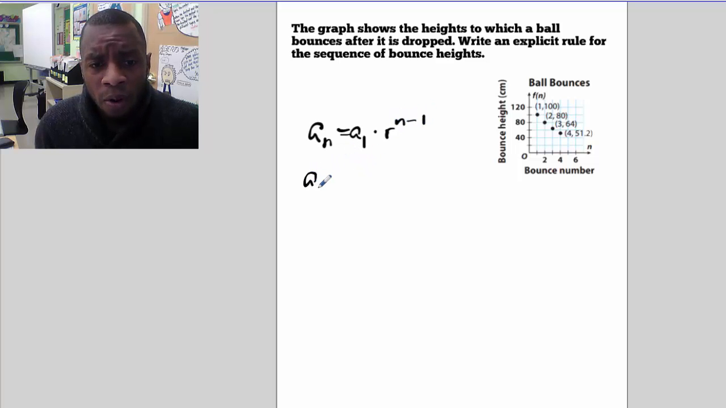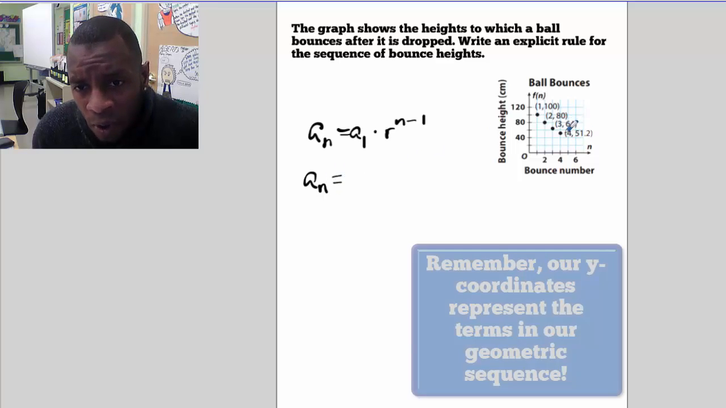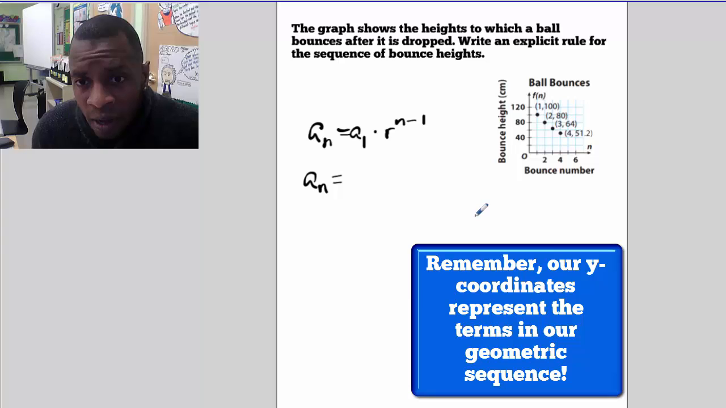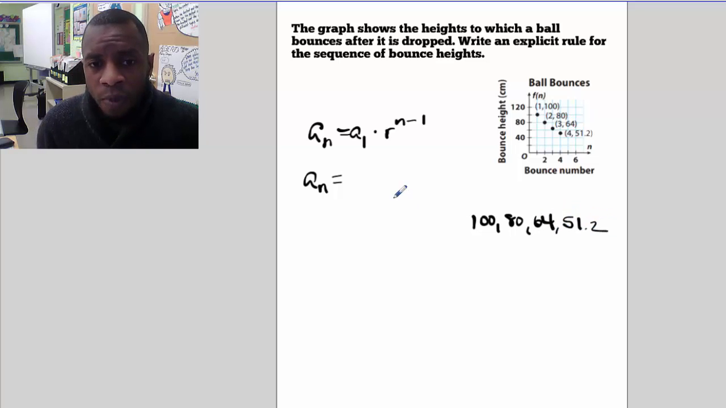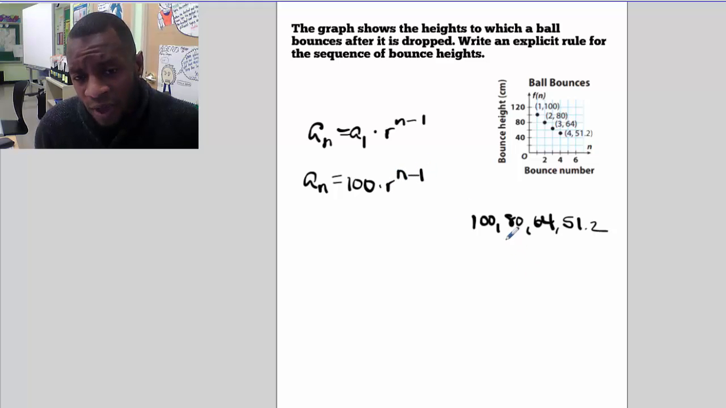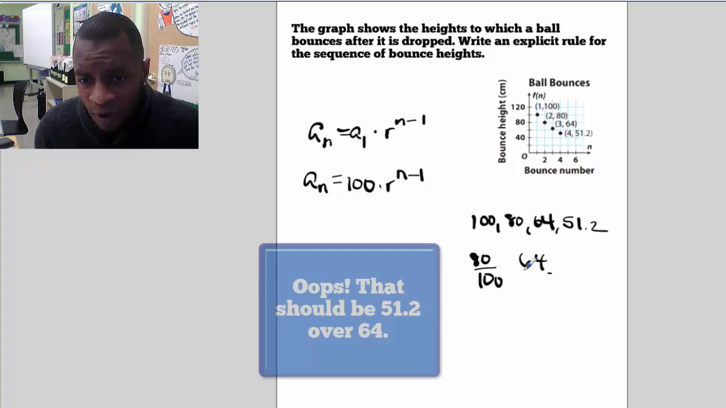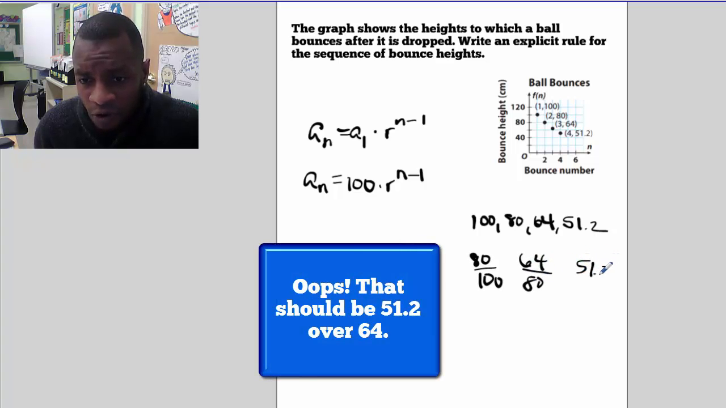And so from this graph, we know that our list is 100, 80, 64, and 51.2. All right, so we know our first term. Our first term is 100 because 1 corresponds to 100. So we can fill that in. That's 100. But now we must find r. And in order to do that, we just take the ratio of our successive terms. So we have 80 over 100, 64 over 80, and 51.2 over 64.